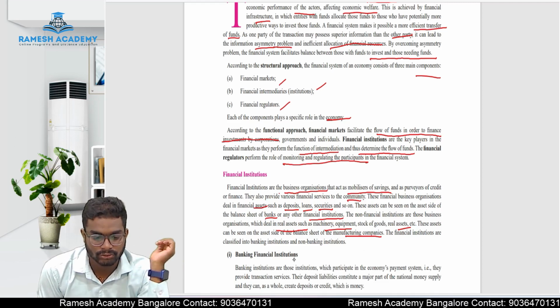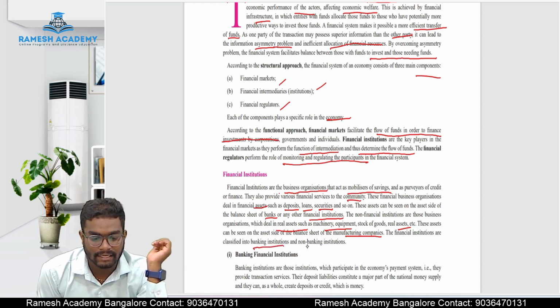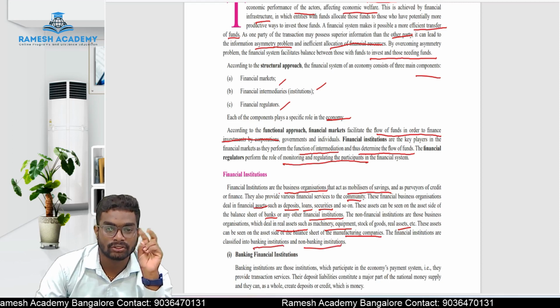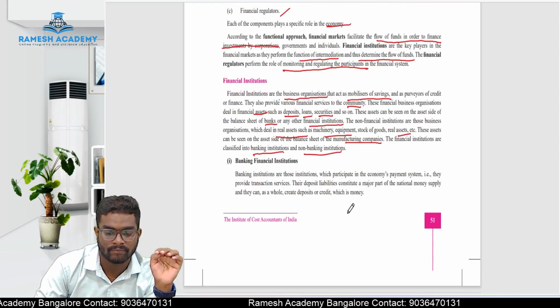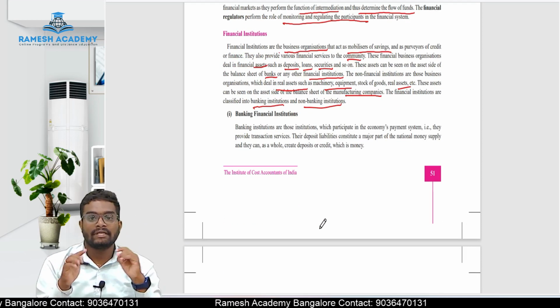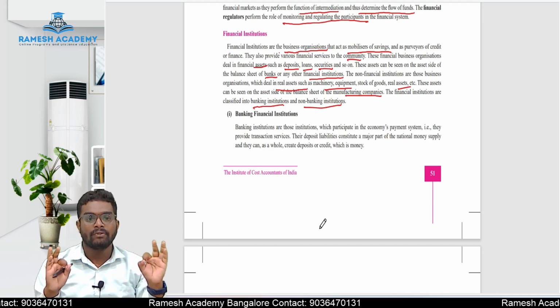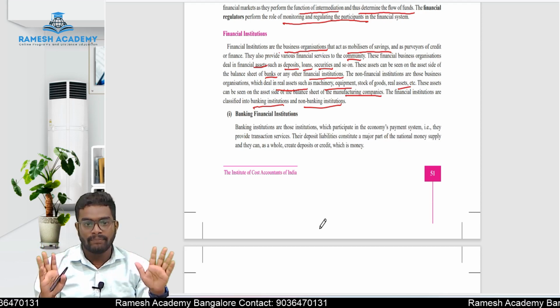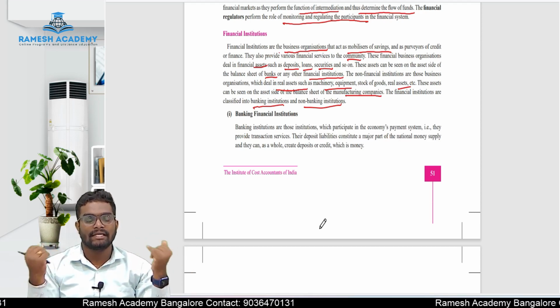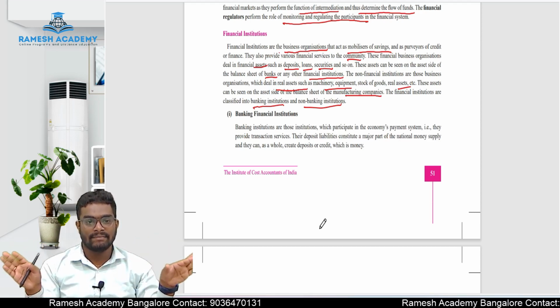The financial institutions are classified into banking and non-banking. So for financial institutions, there are two types. One is banking, one is non-banking. In layman's terms, banking is something which is purely in the business of money. It will take money, it will give money. There is nothing else happening in a bank.